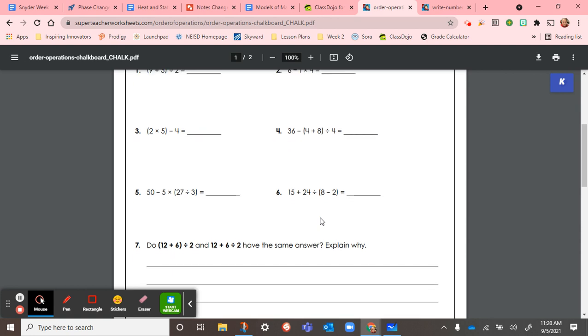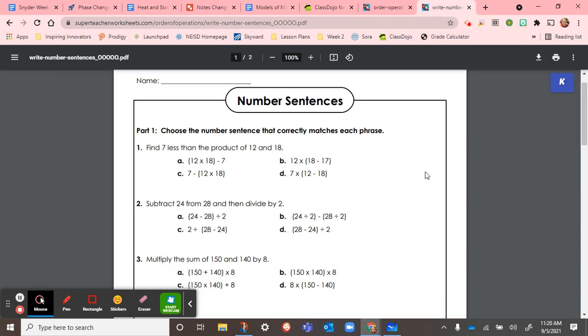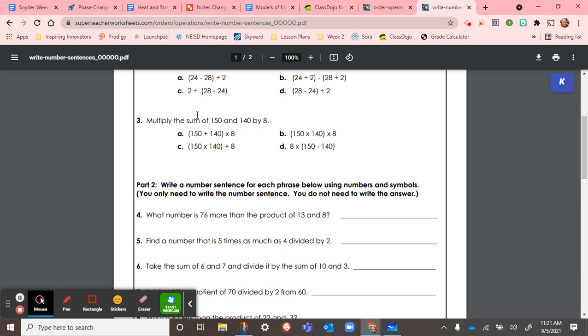So you're going to do that on the top. And then here, it's just asking you, whenever you put these parentheses around the 12 plus 6, and then here you take them off, does it have the same answer? And if it doesn't, why do they come out different? And then here you're just doing the opposite. Here it gave you the sentence, and then you match the numerical expression. Here you're given the sentence, and you have to write your own.